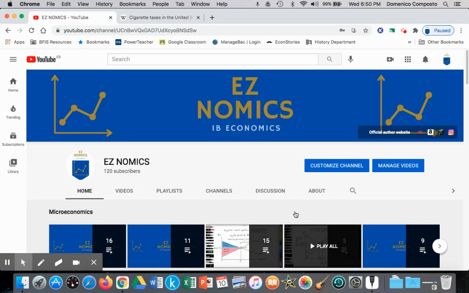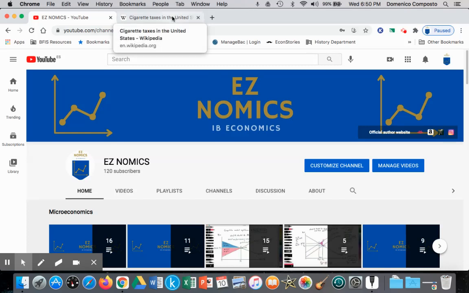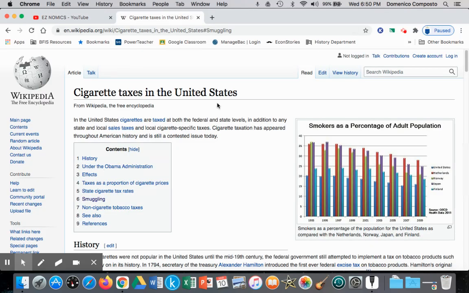And for those that develop lung cancer as a result of their consumption of cigarettes, if they use public health services, it is society, the taxpayer, that is paying for that treatment, and that generates an opportunity cost. Those funds could have been used for something else. So we're looking here at taxes, cigarette taxes in the United States. In this playlist, I will have another video that discusses this in a little bit more detail.